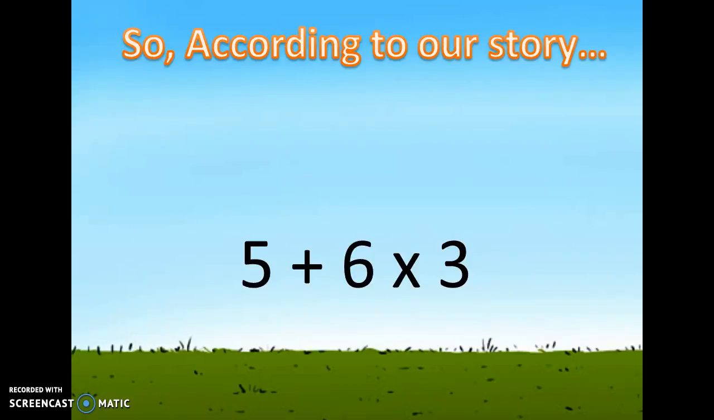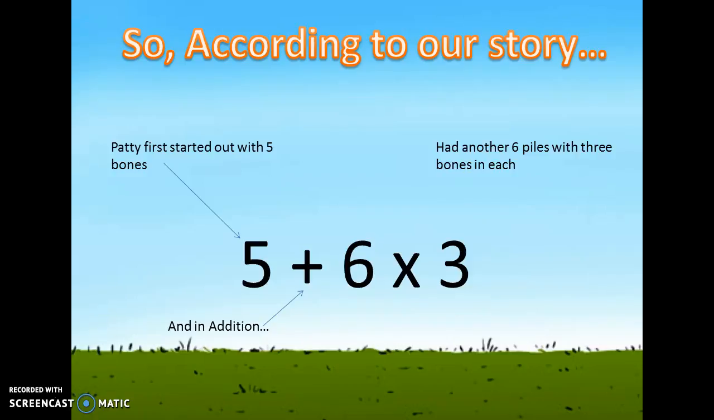According to our story, this expression would accurately describe how many bones Patty would have by the end of the summer. Did yours look like this? Good. If it didn't, don't worry, we'll go over it. Patty first started out with 5 bones, over here. And in addition, he had another 6 piles with 3 bones in each, over here. 6 piles, 3 bones in each.